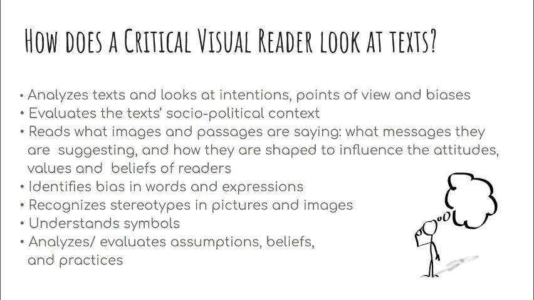Okay, so how does one become a critical visual reader then in relation to the previous video on critical reading? So if we relate critical reading and critical viewing, how do we do things? The first one is we have to analyze text and look at intentions. Okay, we have to look at intentions and then points of view and biases. Because please take note, everything, okay, is subject to the author's bias. Okay, what do we mean by that?